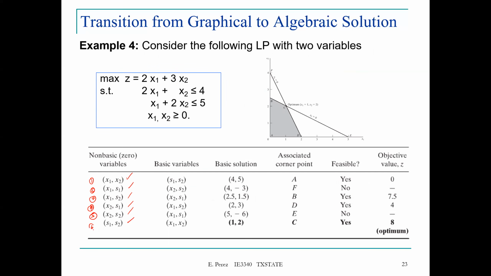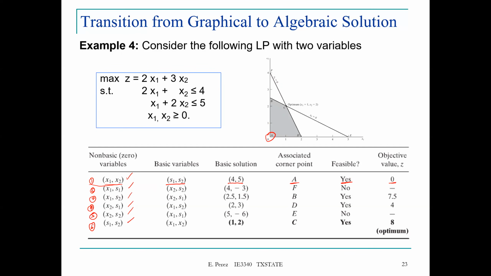So in every combination, we're making two variables equal to 0. For the first combination, we're making x1 and x2 equal to 0. S1 and S2 are going to be the basic variables or the non-zero variables. And the solution for S1 and S2 is 4 and 5. The associated corner point is going to be this one. And is this visible? Yes, because it's part of that gray shaded area.